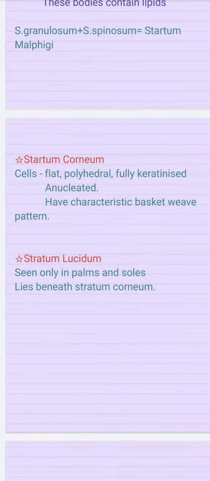And the stratum lucidum, which is the translucent layer of epidermis, is seen only in palms and soles and lies beneath the stratum corneum.